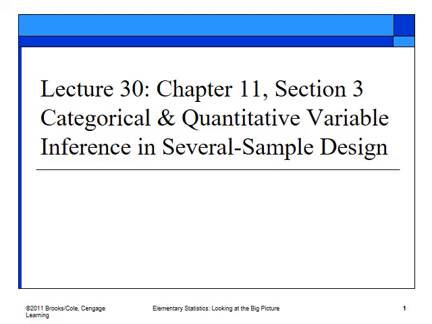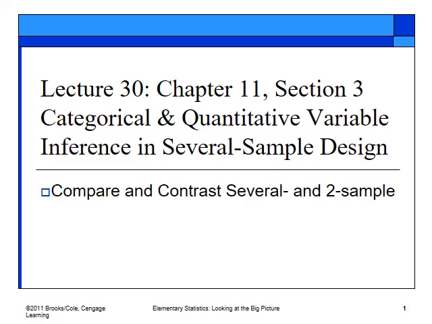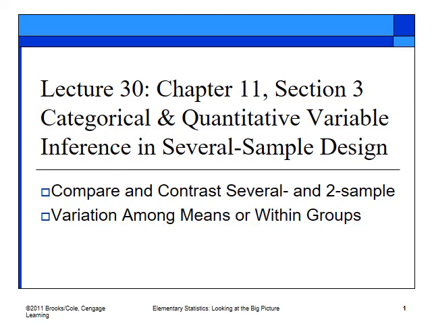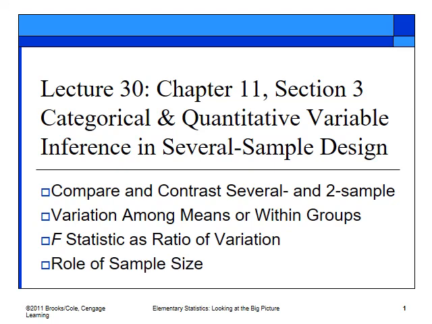This video covers Chapter 11, Section 3, about inference with several sample designs. We'll start by looking at the similarities and differences between several sample and two sample designs. We'll talk about variation among means or within groups. We'll introduce the F statistic as the ratio of variation among the means and within the groups. And we'll talk about the role that sample size plays in performing this hypothesis test.